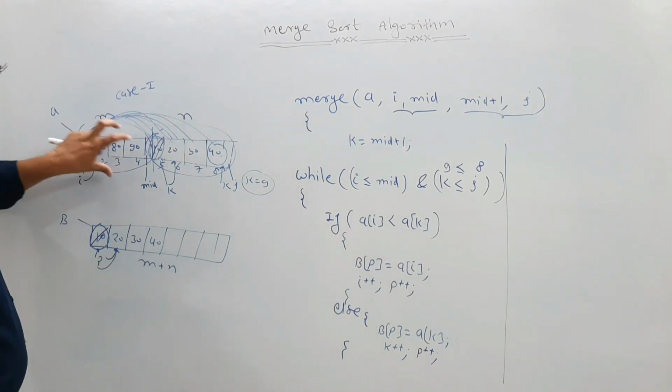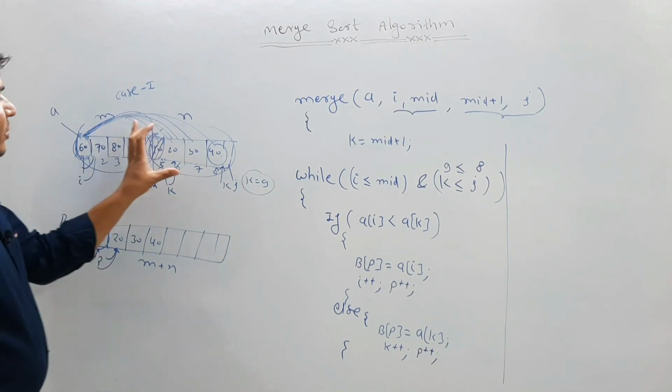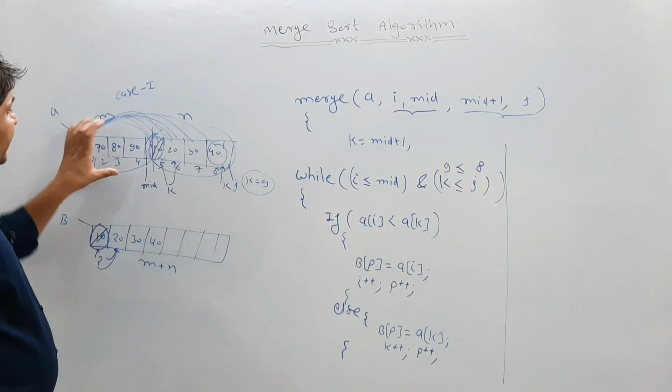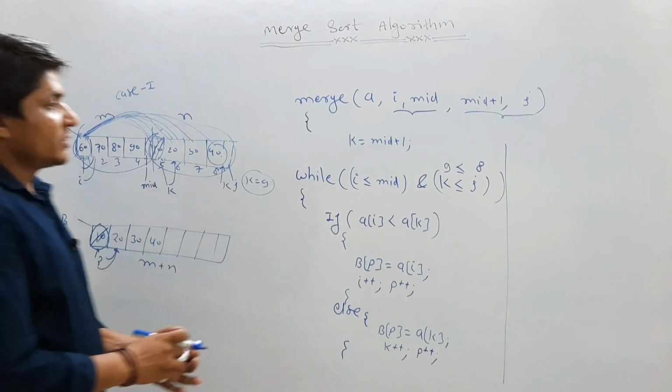But we have not copied the first array. We have not copied the first array elements. So what can we do? We have already copied the second sorted subarray, so simply we need to copy the contents of the first array. For that we need to write the code. So what is the code?